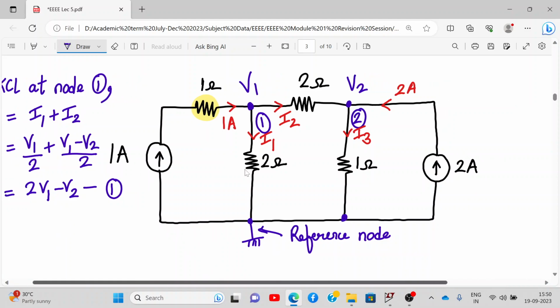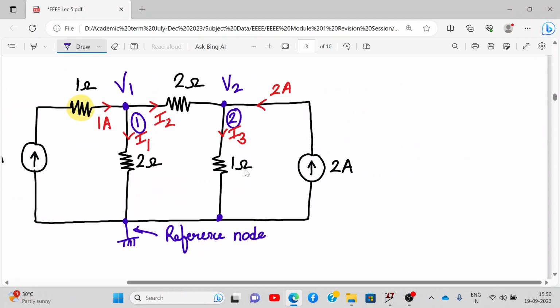All right, now let's apply KCL to node number 2. Also let me save the document. At node 2, how many are incoming currents? I2 and 2 ampere are incoming currents. So we can write I2 plus 2, and that is equal to the outgoing current, which is I3. So I3 is equal to the sum of incoming currents.